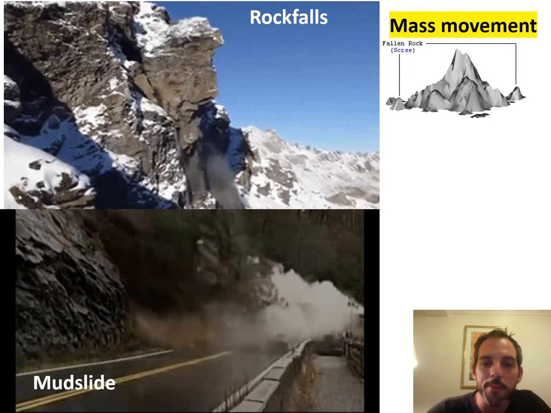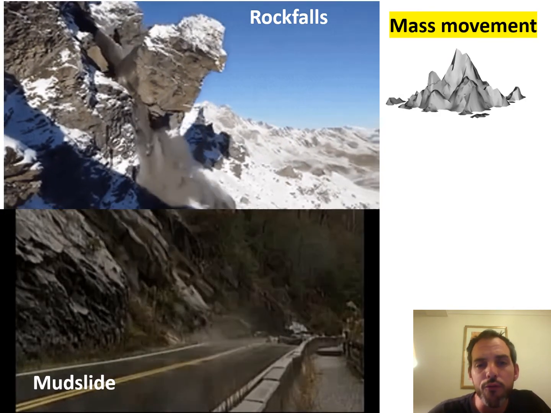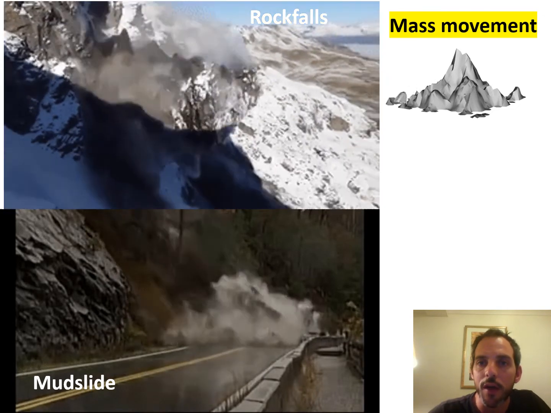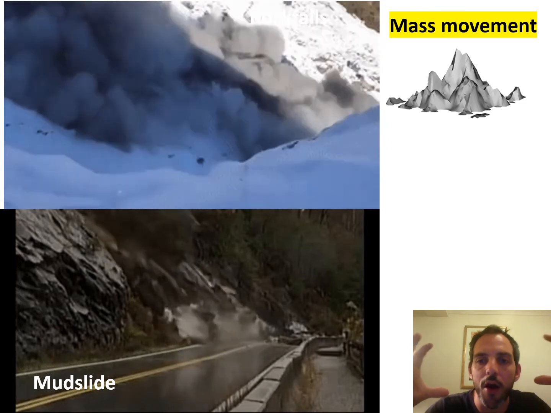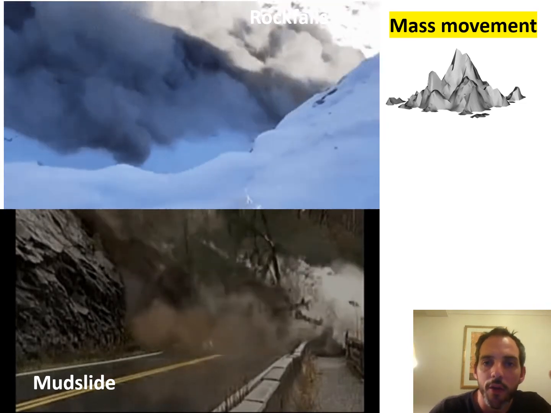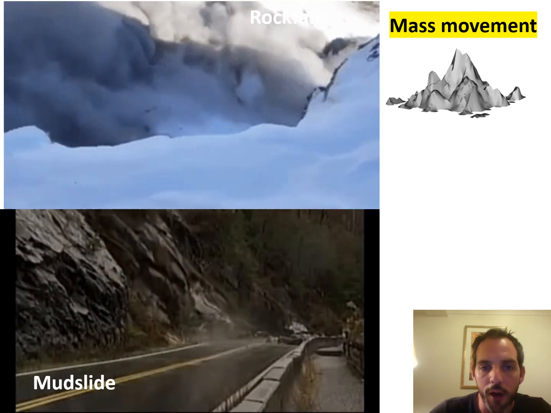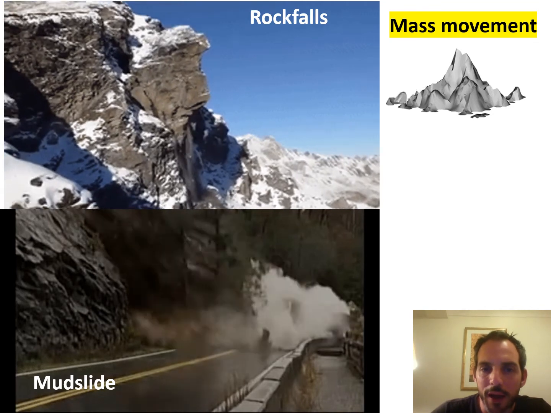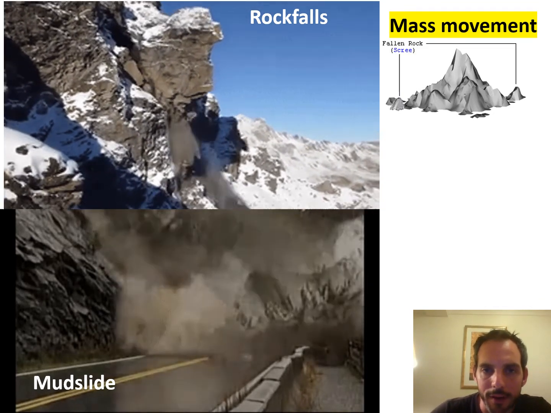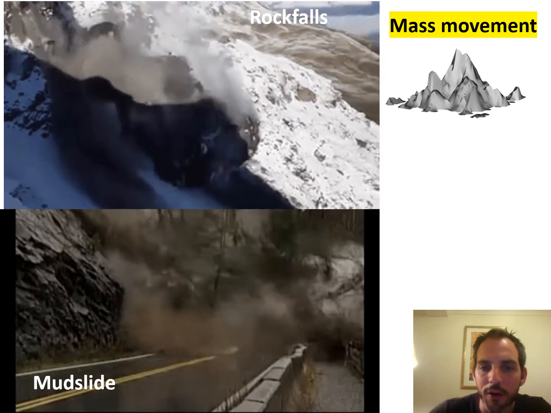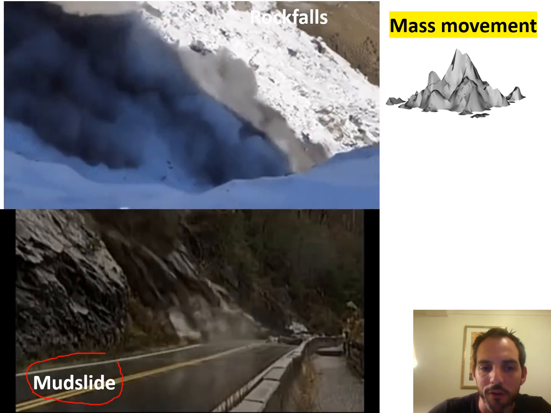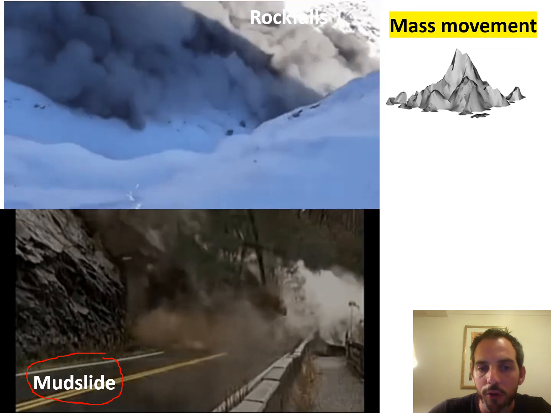The next type of process that is really important to the Lake District is something called mass movement. This is a movement of a large mass of rock. We're going to focus on rock falls because rock falls happen a lot in the Lake District, but mudslides don't. You need 2 ingredients for mudslides to happen. They're pretty dramatic. You need lots and lots of rain.